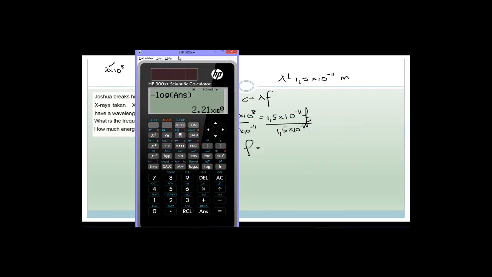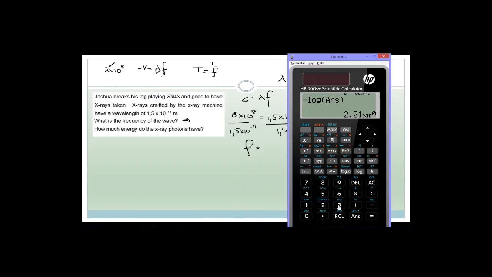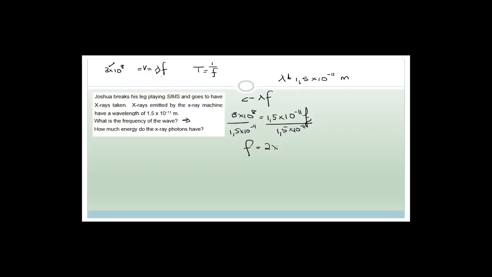So let's get out our frequency. Let's get our calculator. We type 3 exponent 8, divided by 1.5 exponent negative 11, which equals 2 times 10 to the 19. So the frequency is 2 times 10 to the 19 hertz.